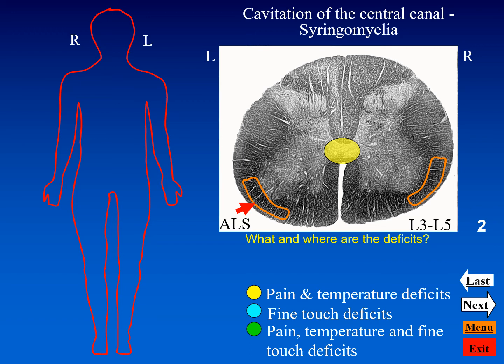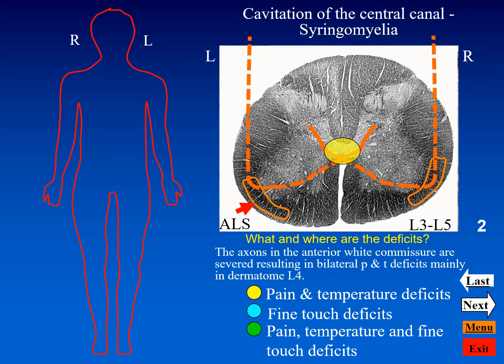So with this cavitation or syringomyelia of the central canal, you have to see what fibers are involved, and it's mainly fibers of neuron 2 in the pain pathway that are crossing over in the anterior white commissure. By affecting those fibers, you're going to have loss of pain bilaterally. The range of this lesion is approximately L3 to L5. The primary dermatome that's going to be involved in the loss of pain will be approximately L4, as illustrated here.